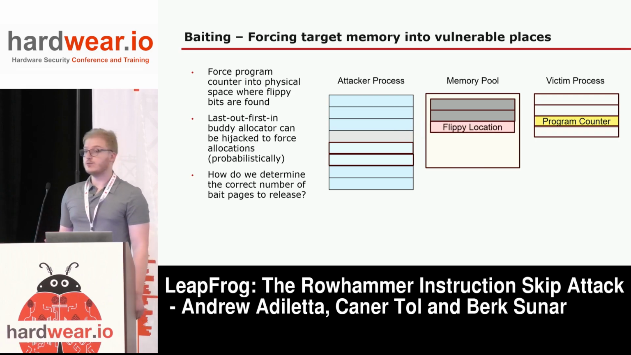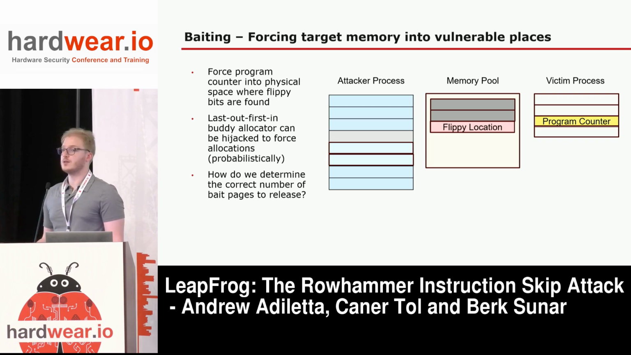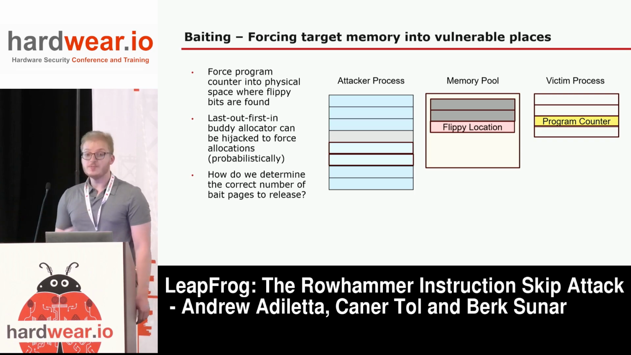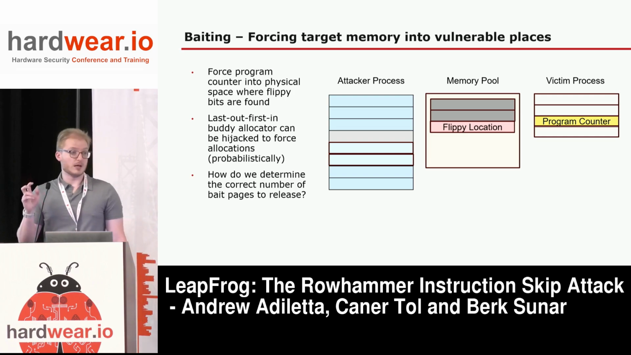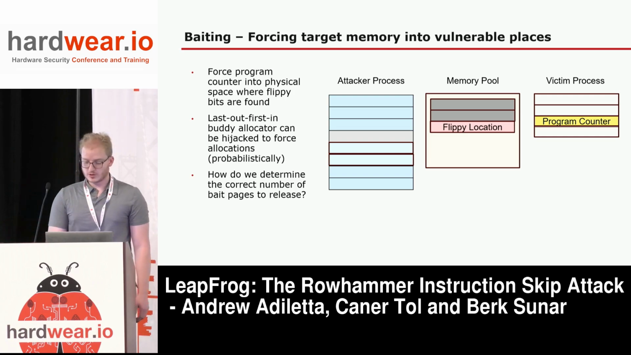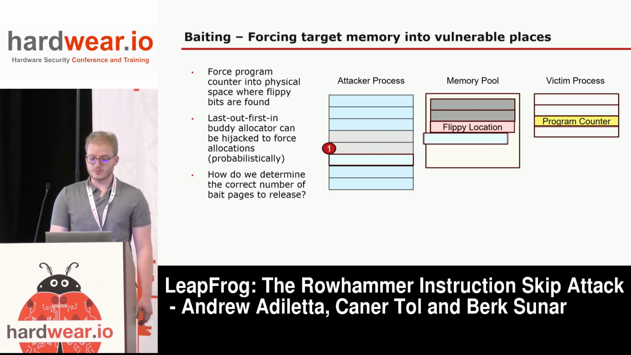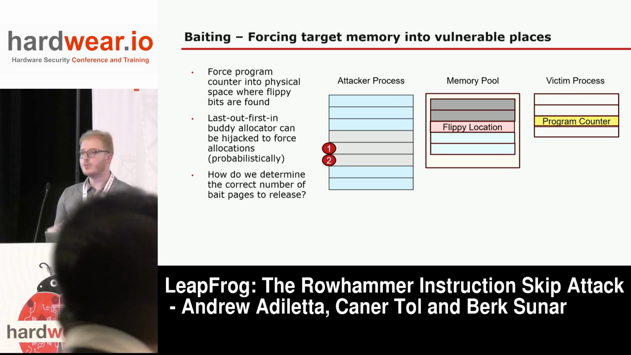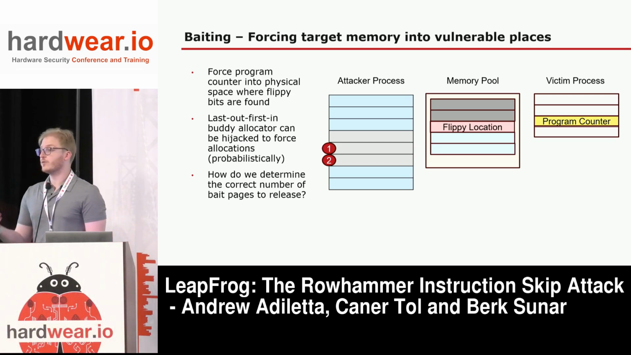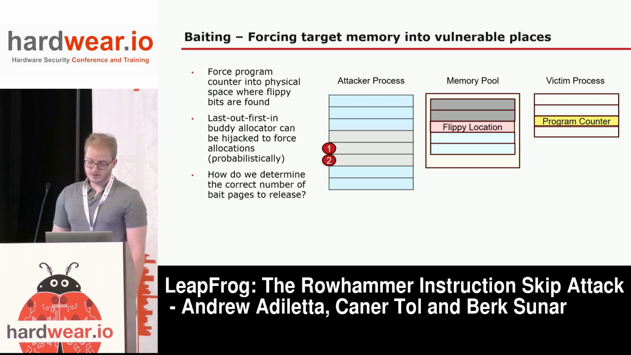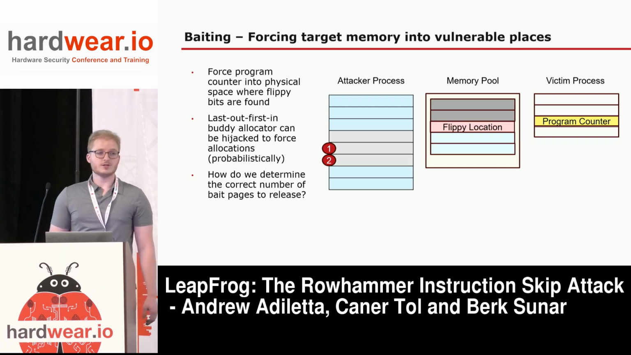And so we'll deallocate it, we'll release it to the system, it gets added to the memory pool. And then what we'll do is we'll deallocate these bait pages. So in this case, we deallocate 1 bait page and 2 bait pages. And then once those bait pages are released, we'll launch our victim process. So this could be sudo, it could be whatever it is. We don't necessarily need to launch it.